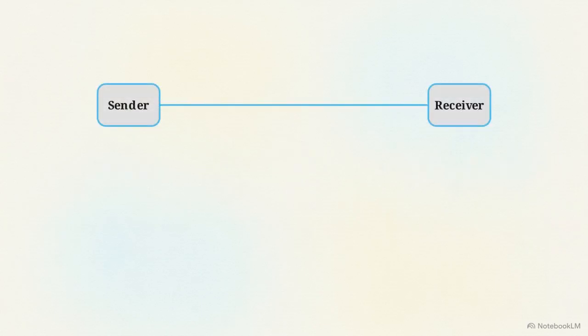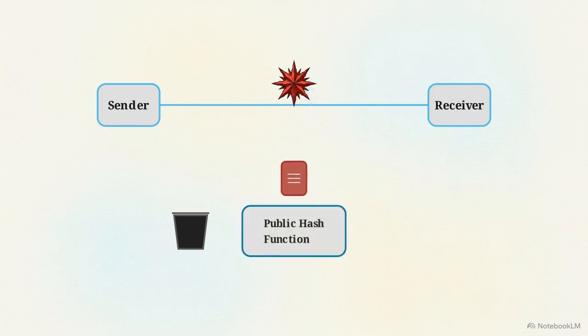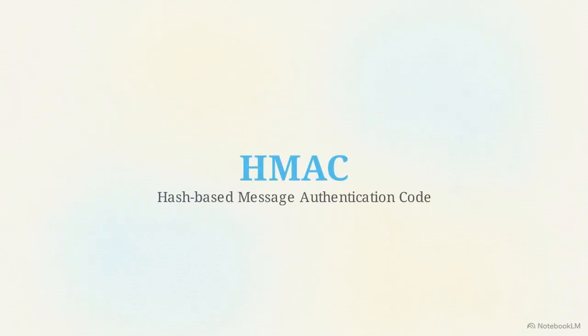But consider a scenario where we only use plain hashes without a secret key. An attacker intercepts the data, deletes the original message, and writes a fake one. Because hash functions are public math, the attacker simply computes a brand new fingerprint for the fake message and sends them both to the receiver. To stop an attacker from generating fake fingerprints, modern protocols use HMAC, a hash-based message authentication code.